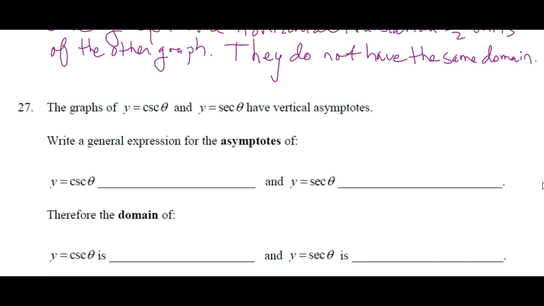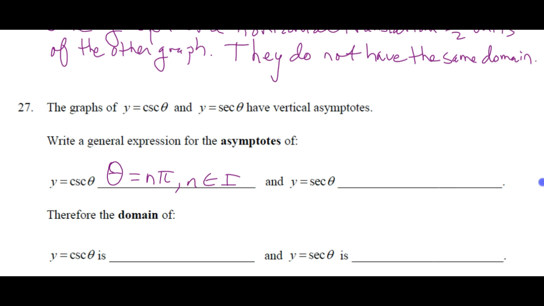Okay, they have vertical asymptotes, right? A general expression for the asymptotes. So the asymptotes of cosecant. Cosecant is the reciprocal of who? Sine. It's going to be an asymptote when sine theta is 0, which occurs at n pi, right? So theta is equal to n pi, where n is an integer.